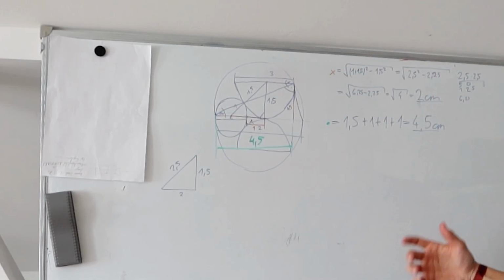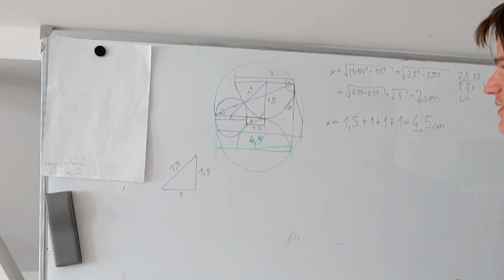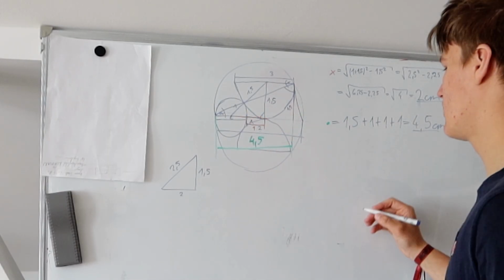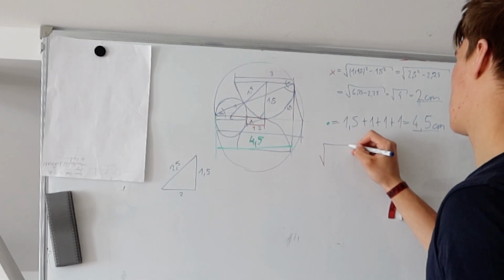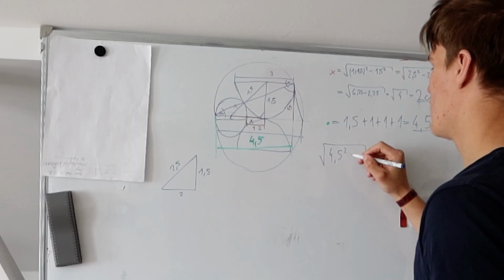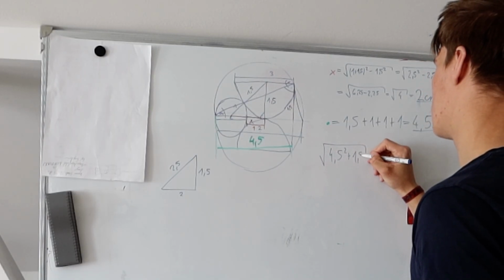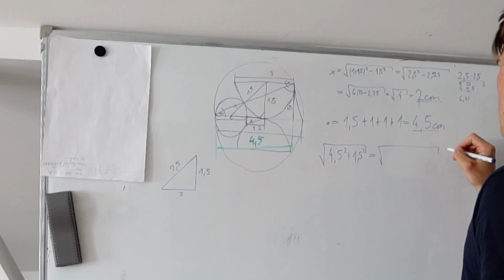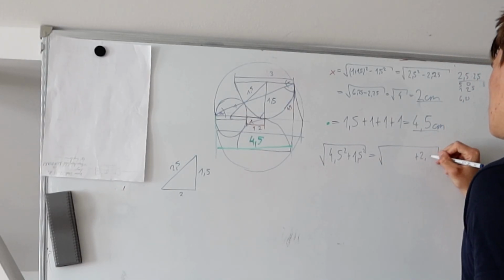Now, what we need to do, use the theorem of Pythagoras again. We have 1.5, 4.5. We can calculate the longest side, right? So we just say square root 4.5 squared plus 1.5 squared, which is the same as plus 2.25.